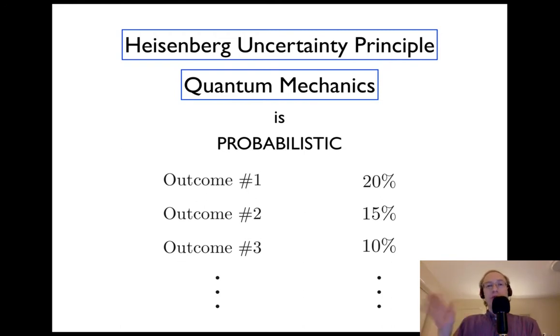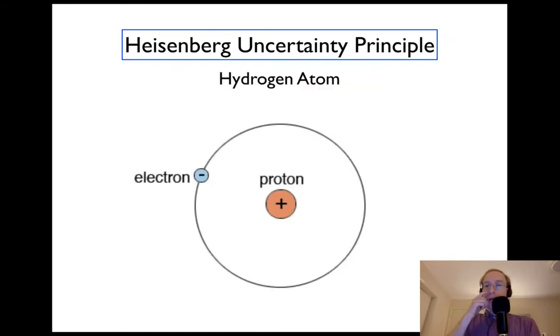And a key point that people often misunderstand is that even though quantum mechanics is probabilistic, it's still very predictive. It can make predictions. It's just the prediction's a little different. The prediction is not that if you do the experiment once, you'll get a certain number. The prediction is if you do the experiment 100 times, well, 20 times you'll get outcome number 1, 15 times you'll get outcome number 2, and so on. However, because it is probabilistic, it does change our view of reality, especially at these subatomic scales.